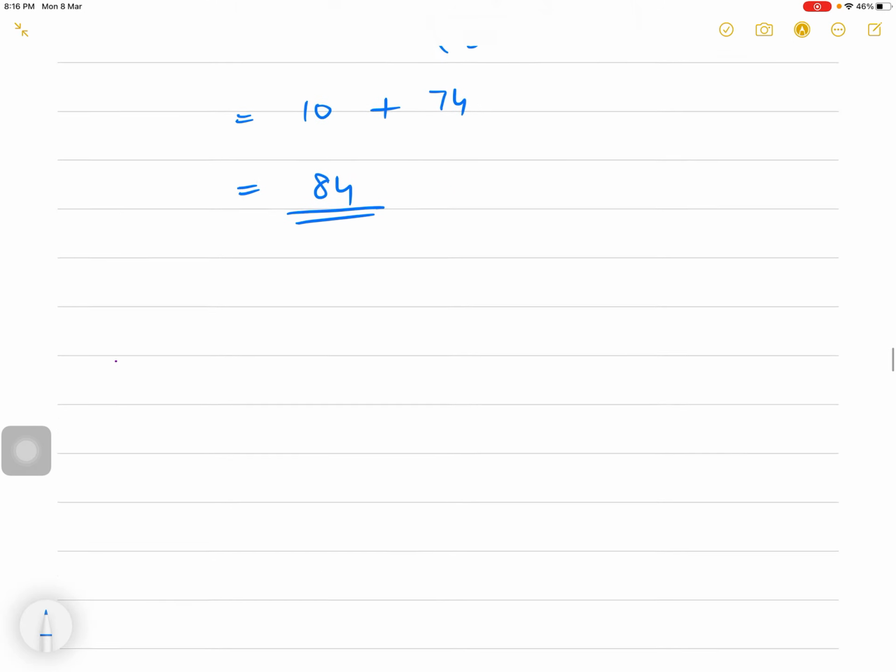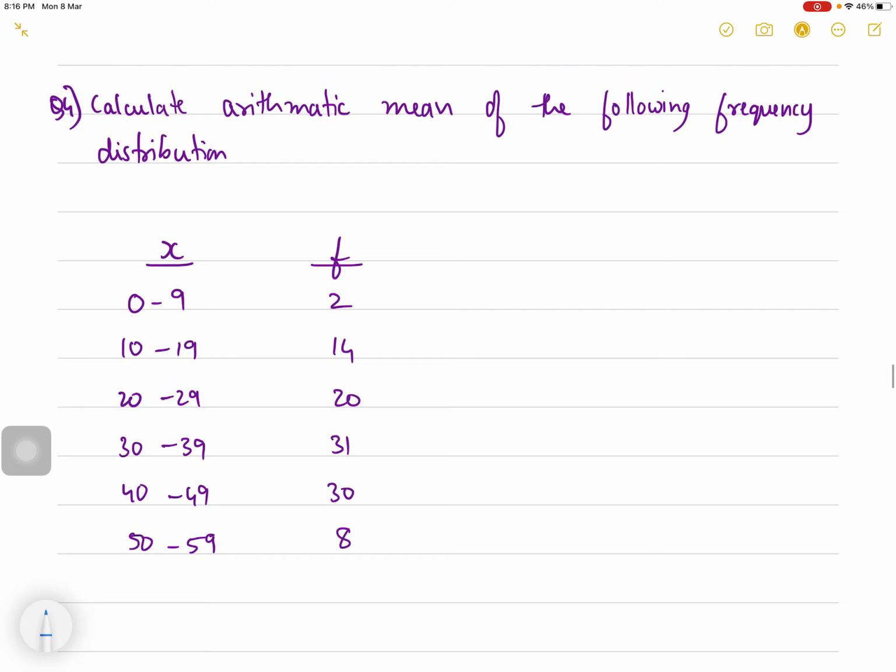Okay. Let's see the next question. Calculate arithmetic mean of the following frequency distribution: 0 to 9, 10 to 19, 20 to 29, 30 to 39, 40 to 49, 50 to 59. Okay, this is a problem where the class is an inclusive class, right? See, the upper limit of the first class and lower limit of the second class is not same. So that means this is inclusive class. Okay, it doesn't matter if it is inclusive class or exclusive class when you are calculating arithmetic mean.